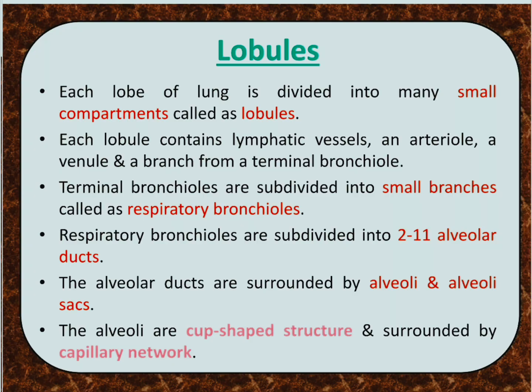The alveoli are cup-shaped structures surrounded by capillary networks. So you can see a lobe divided into small compartments called lobules. Lobules contain lymphatic vessels, arteriole, venule, and a branch of a terminal bronchiole. The terminal bronchiole is subdivided into respiratory bronchioles, which divide into 2 to 11 alveolar ducts, surrounded by alveoli and alveolar sacs.